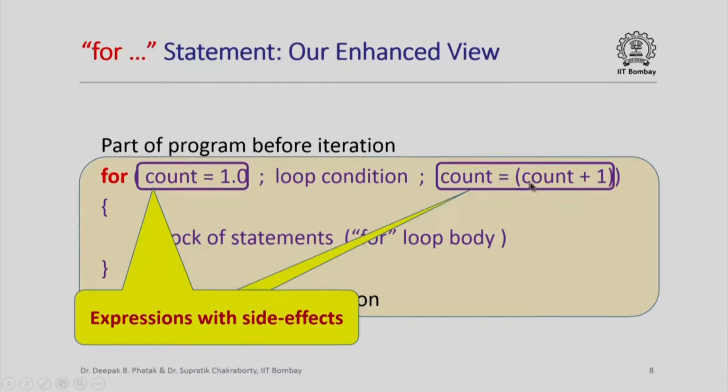We have another expression here that is also an assignment expression, but in the process of evaluating this expression, we are going to have this side effect where the variable count will be initialized to 1 here, and here the value of the variable count will be incremented. So now you see that when we look at a for statement with count assigned 1 and count assigned count plus 1 here, these are not really assignment statements, they are assignment expressions with side effects which actually update the values of variables.